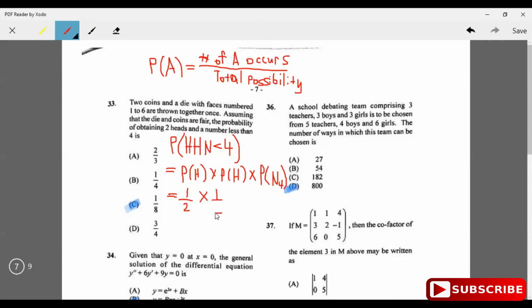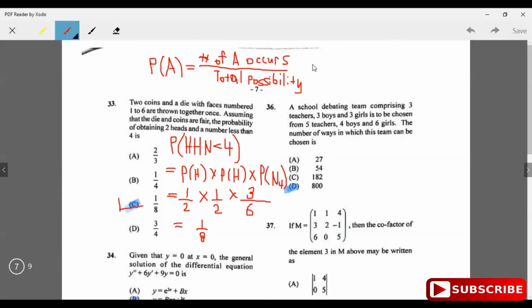Probability of another head is a half. Times, we need to get a number that is less than 4. How many numbers are there that are less than 4? 1, 2, and 3. So that is 3. How many numbers are there on a die? 6. So it's a half times a half times 3 over 6. All of that works out to be 1 over 8. So that's an every day paper question as well. Every week that question repeats. It should be on 2020.